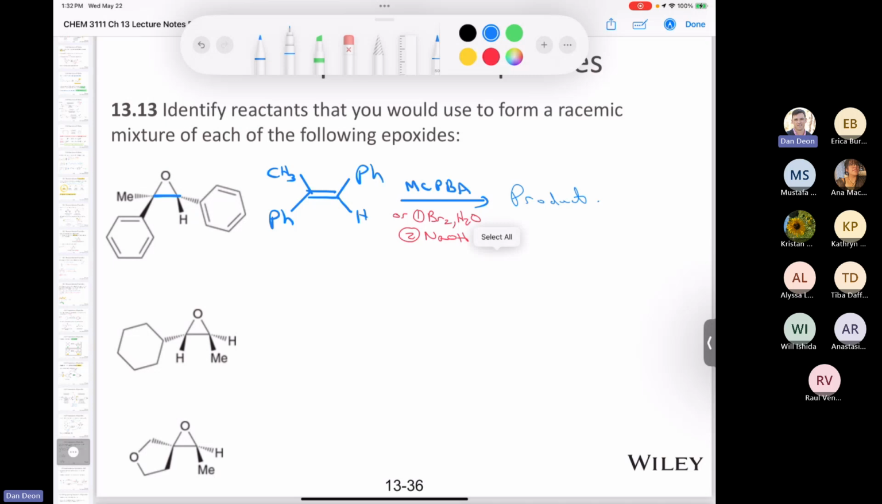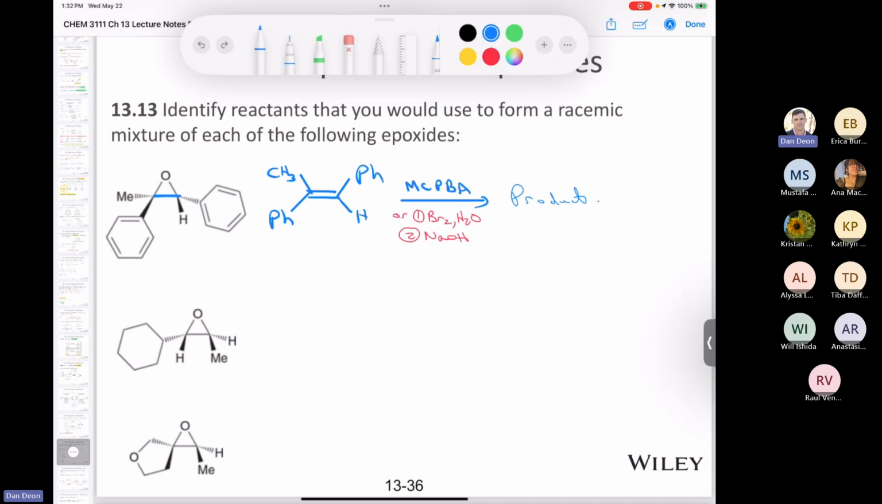All right, let me ask you guys a question about the second one. Are the two hydrogens on the oxirane, the two hydrogens on the ring that you can see, cis to each other or trans to each other? It's not a trick. I'm not trying to fool you. Yeah, thanks, Anastasia. They're trans to each other. Absolutely. So that means that in our starting material, they're going to be trans.